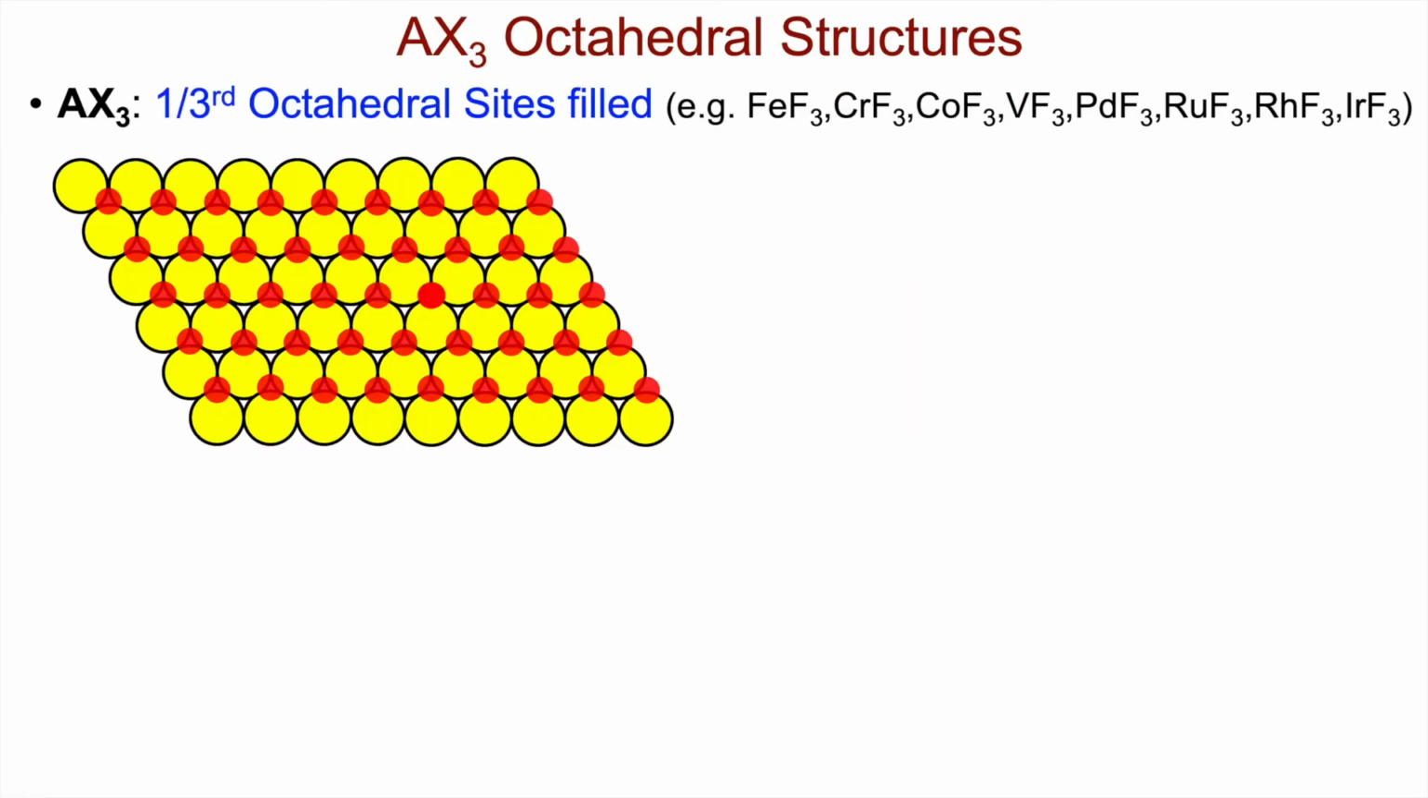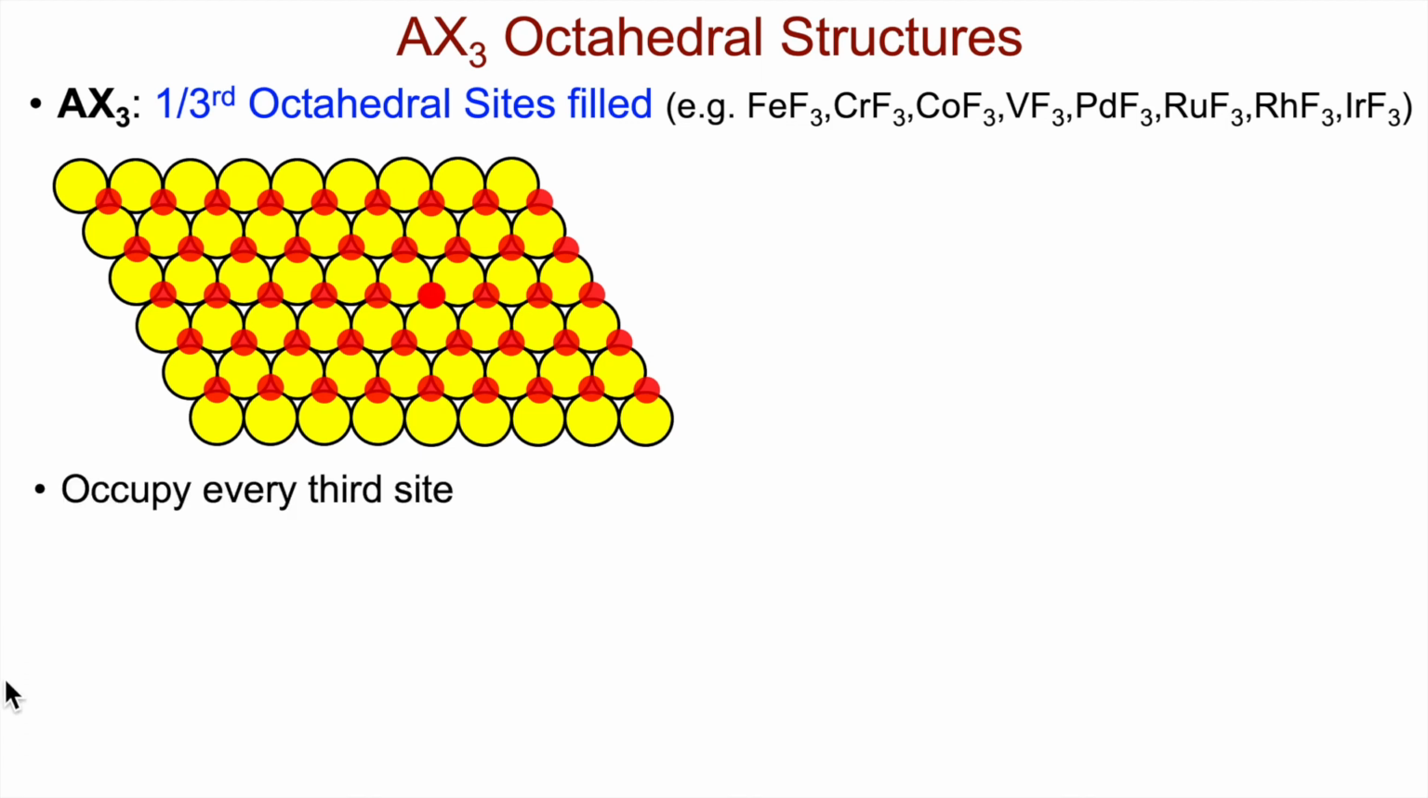Let's take a look at one last structure, which is the AX₂ stoichiometry. We'll assume the A cations are in octahedral sites, and so from the stoichiometry we should now be comfortable deducing that 1/3 of the octahedral sites will be filled. And here's a whole series of fluoride examples of this particular structure.